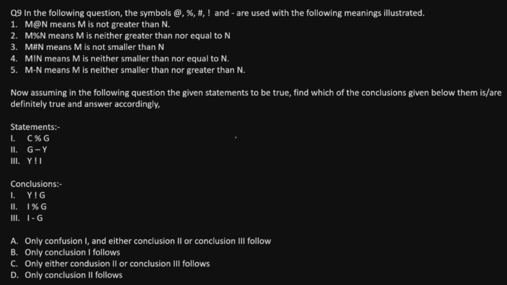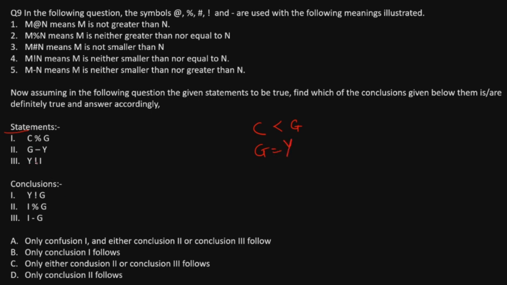Moving to question number 9. Here we have symbols and their different meanings. In this question, we can directly jump to the statements and look for the symbols included. So here they say C percentage G. The point number 2 says C is neither greater nor equal to G, which means C is less than G. Then G minus Y. Minus says that G is neither smaller nor greater, so it should be equal. G is equal to Y.